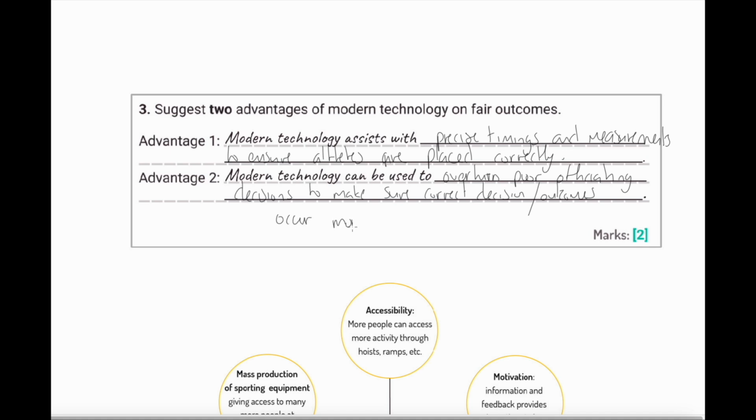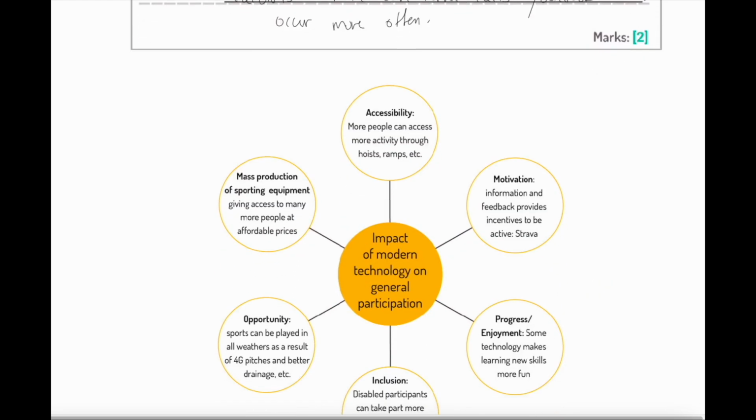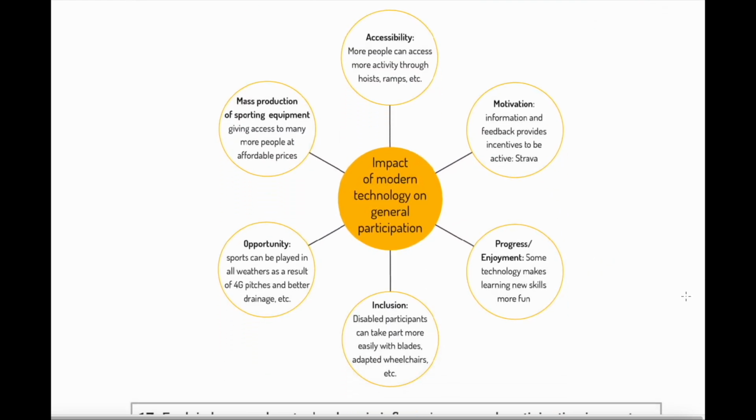And again, it's the same point. If you're an athlete training to very high standards, and you go to some kind of event, you're a taekwondo player and the sensors are not working when you kick clearly in the abdomen, that's going to be really irritating to you. Anyway, impact of modern technology now on general participation.